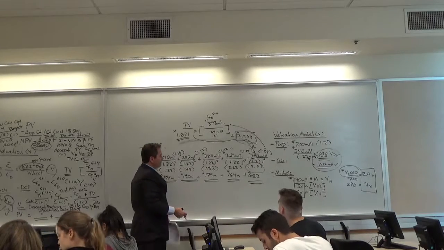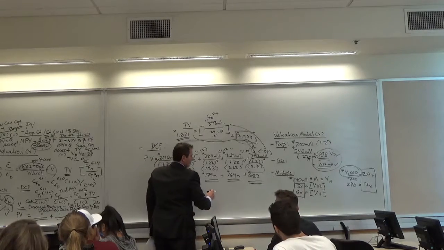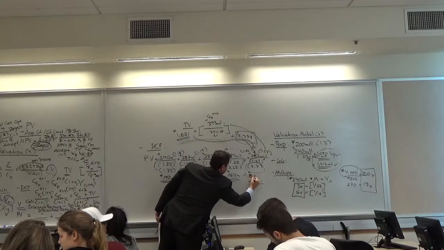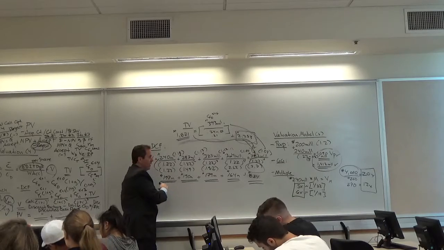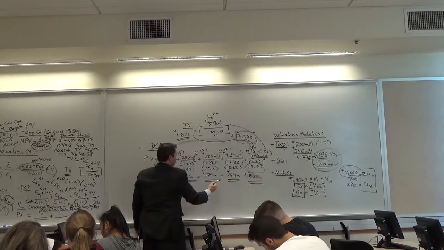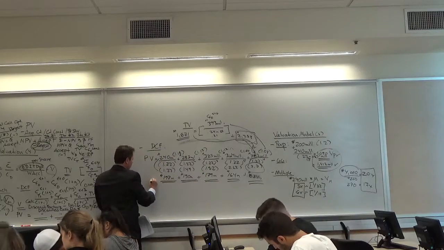2,253 divided by 2.7? Yep. I got 834. Yeah, I got that. That's what I got. Are these all correct? Yep. Yes. Okay, so what's 834 plus 164, plus 179, plus 190, plus 197.